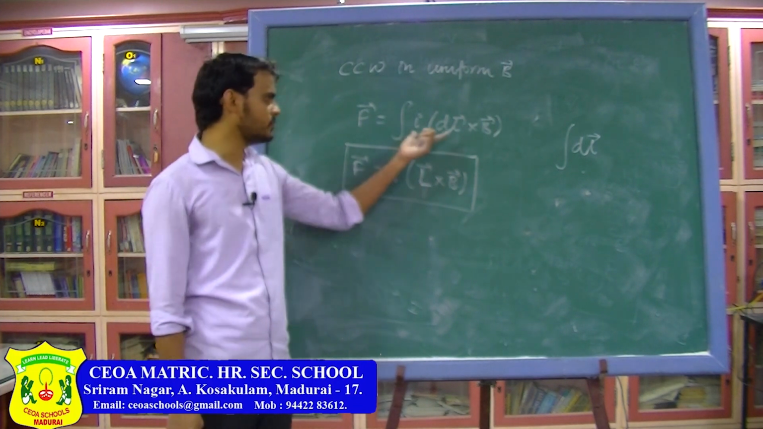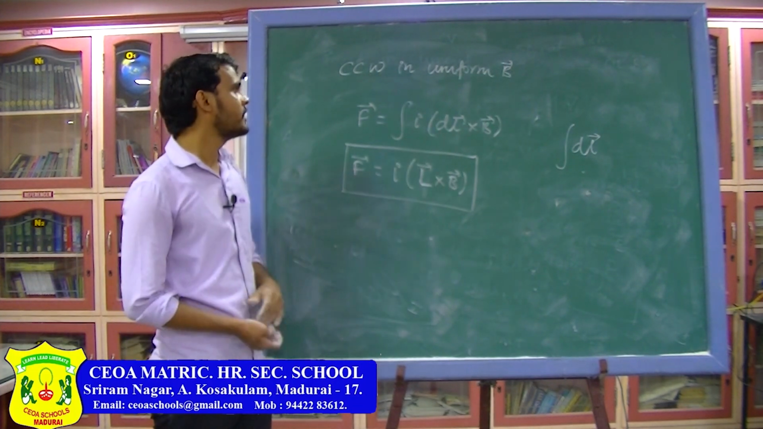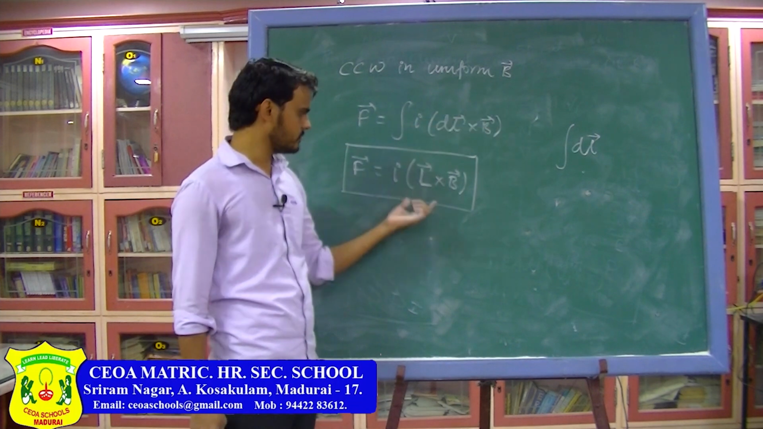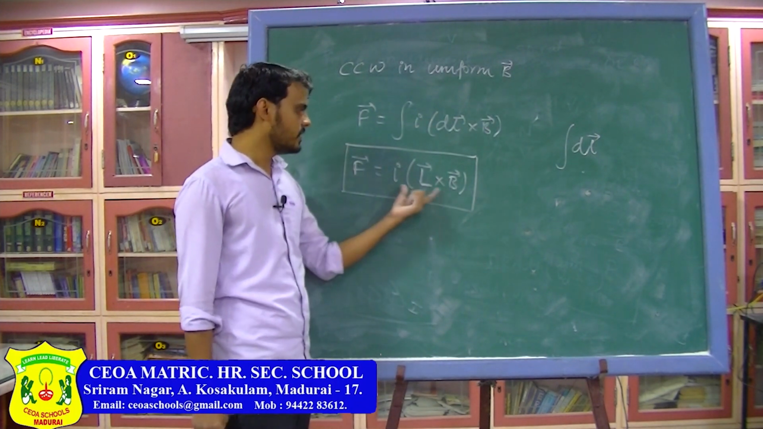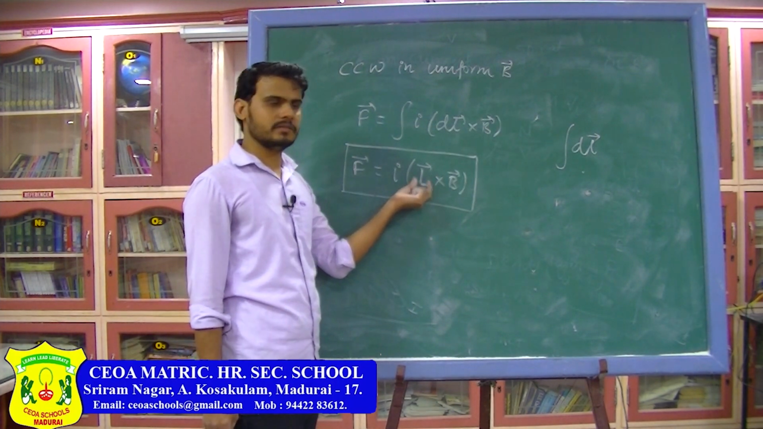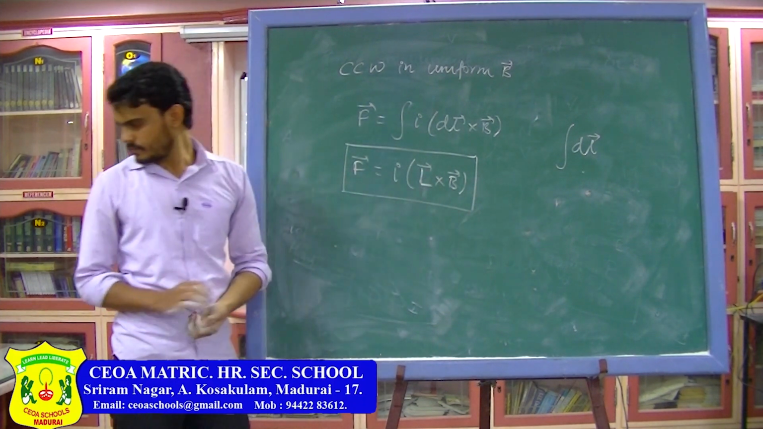Remember, when the magnetic field is non-uniform, you have to do the integration. And if the magnetic field is uniform, then you don't need to do any integration, you can just find the effective length of the wire and use this formula.